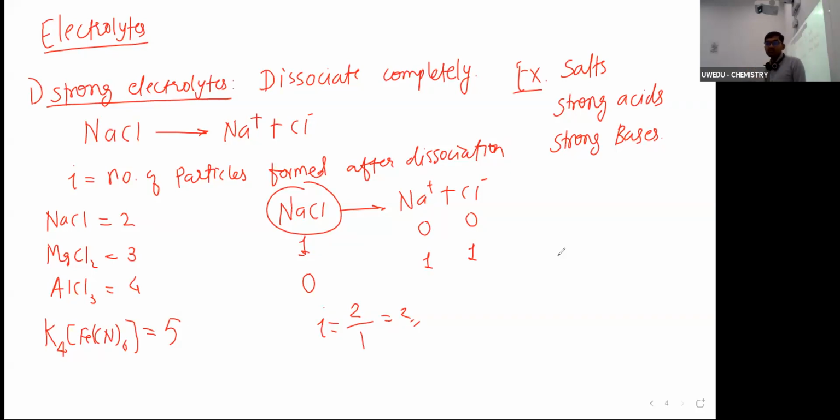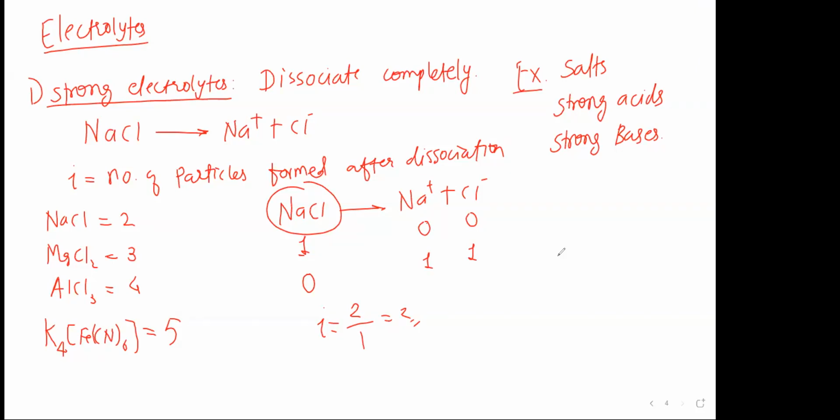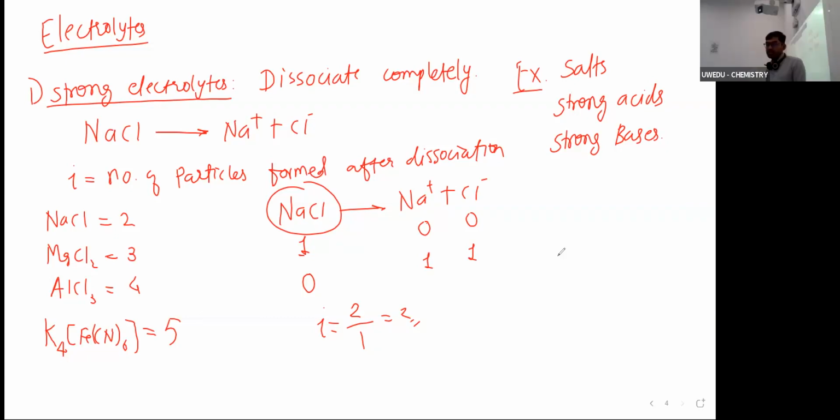So in K4[Fe(CN)6], we only consider 4 potassium and 1 iron complex, right? Because the CN6 cannot dissociate. Correct. Okay, everyone is clear with this?